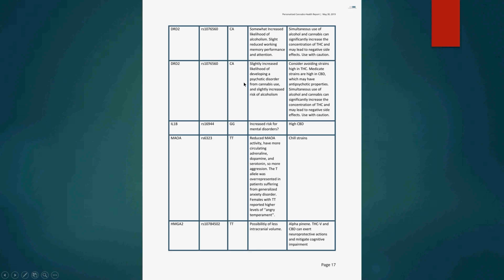So this is a very scary one. This particular mutation. Look at this. This person's DNA makeup says that based on the results, they have a slightly increased likelihood of developing a psychotic disorder from cannabis use and slightly increased risk of alcoholism. So yes, there is scientific proof that with the right genetic makeup, if you smoke marijuana, you could possibly become dependent on other chemicals if you abuse it.